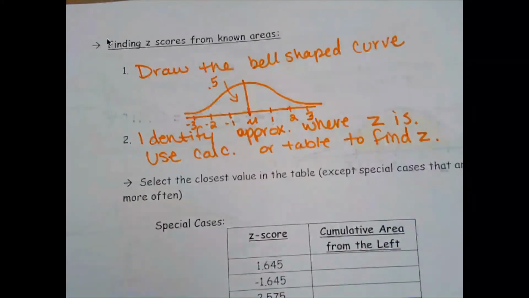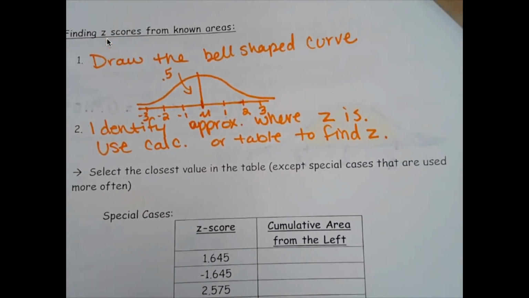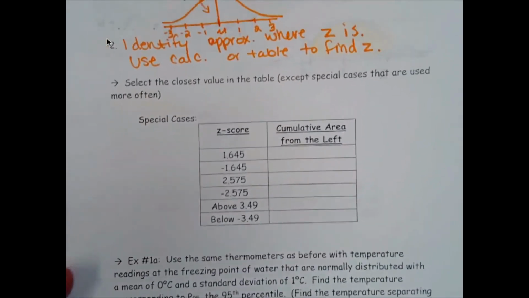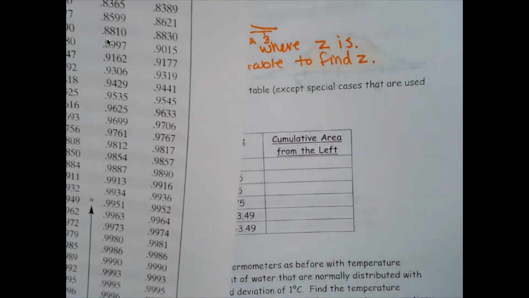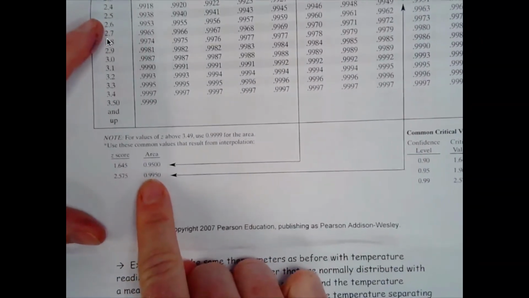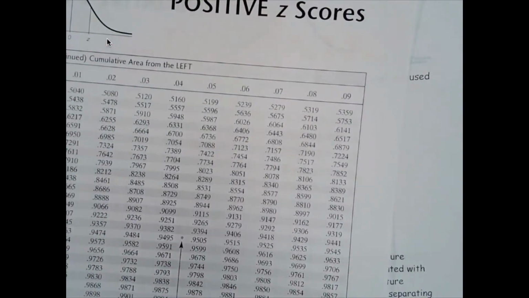So you're going to select the closest value in the table, except for special cases that are used more often. We're going to look at our table to see our special cases. Our special cases are down here. This is on the positive side, so look at the positive.